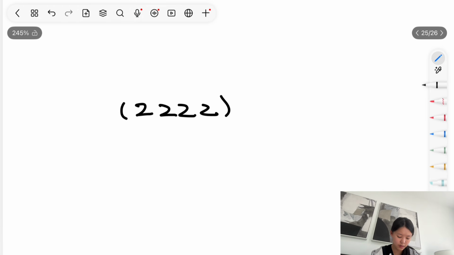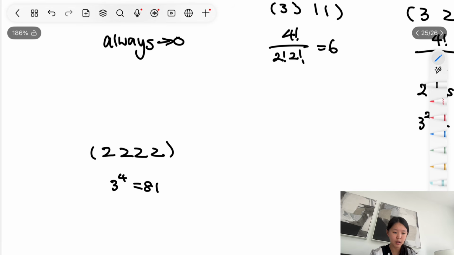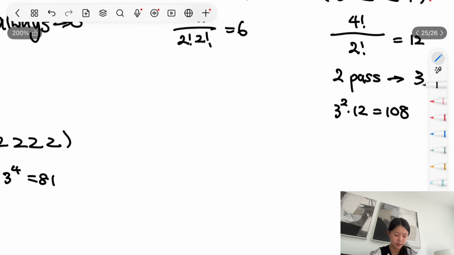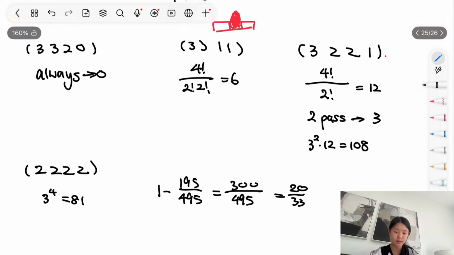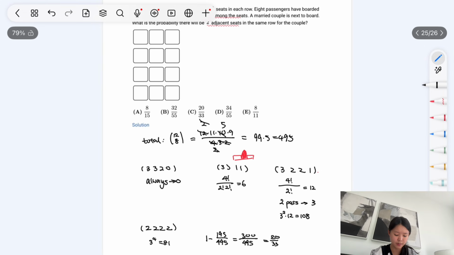Now finally it comes down to this one. It's 3 to the power of 4, which is 81. So the total number of ways that this couple could not sit together would be the sum of all those possibilities over 495, and then subtract it from 1, which is 300 divided by 495, which is 20 over 33. So the final answer to this problem is 33.